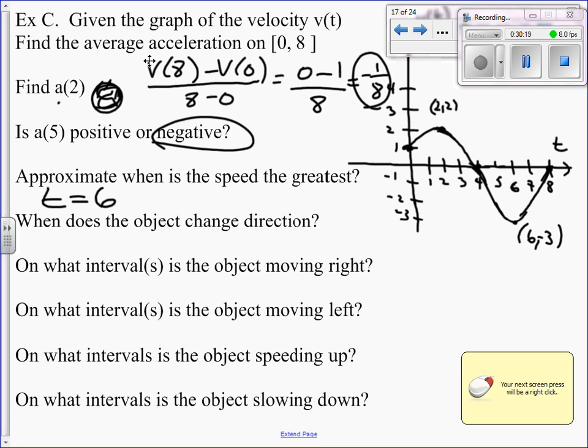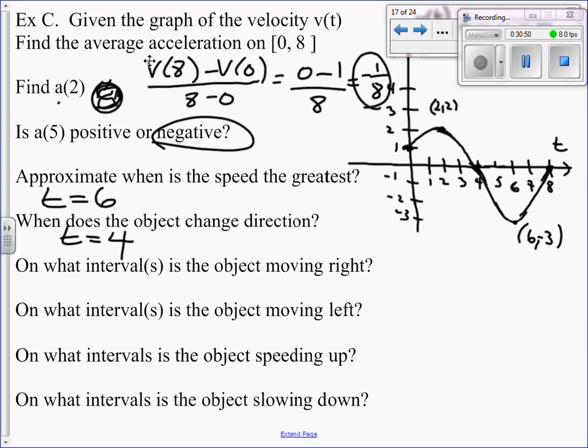When does the object change direction? Now, this is the velocity. When velocity is positive, it's moving right. When velocity is negative, it's moving left. What should I look for to see when it changes direction? It's got to cross, right? When it's 0, but it's got to change sign. So at t equals 4. You're looking for the velocity to change sign to see where it turns around.